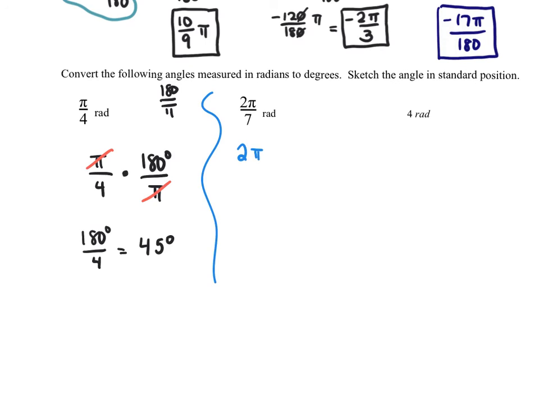So the next one, same idea. It's 2 pi over 7 times 180 degrees over pi. So these pi's will cancel. So I'll get 360 degrees divided by 7. So 360 divided by 7 is a decimal, it doesn't turn out nice, but it's 51.43. We'll round to the nearest hundredth.